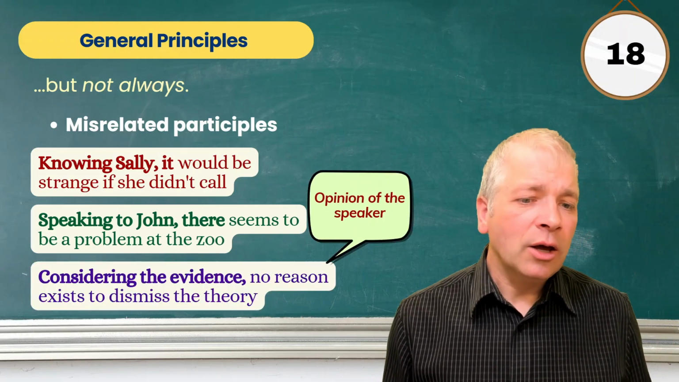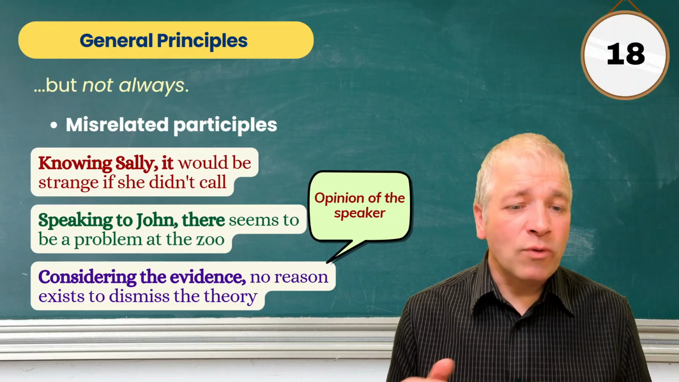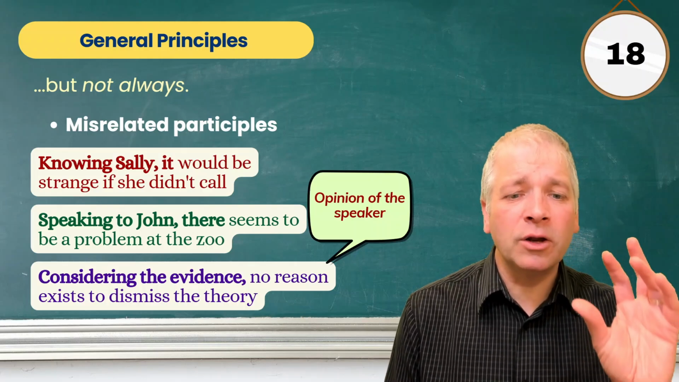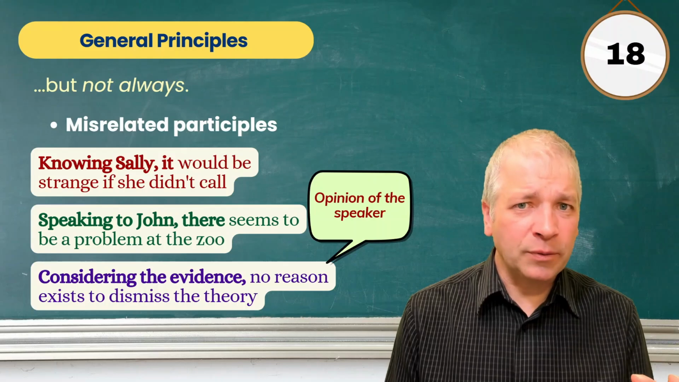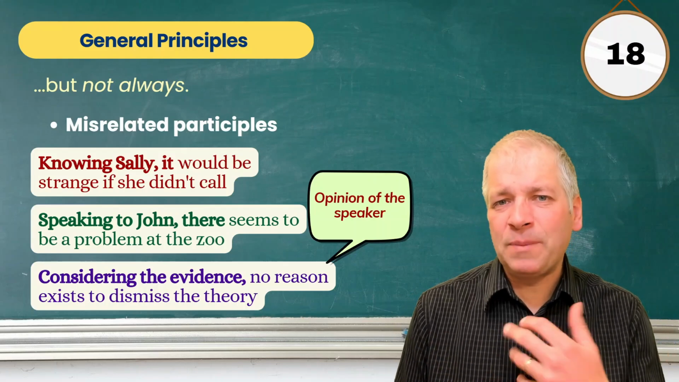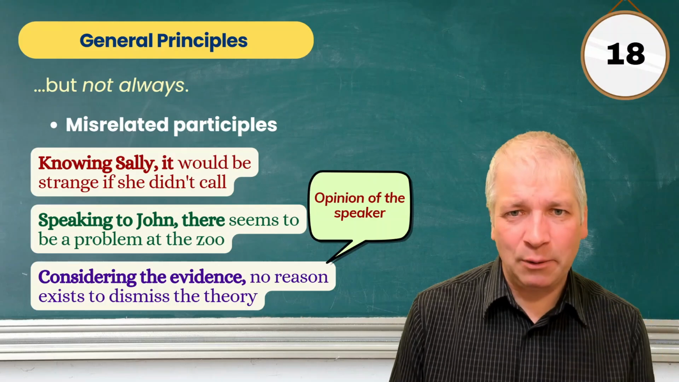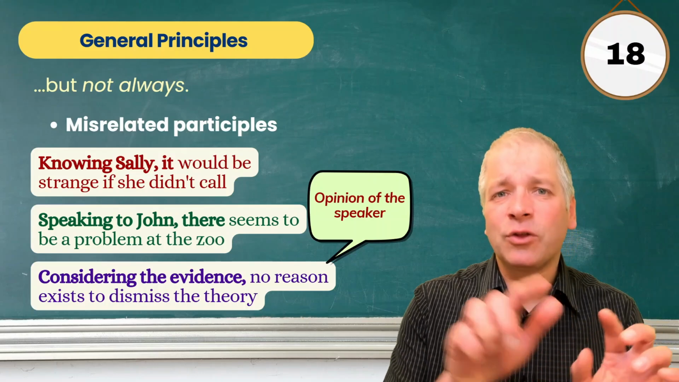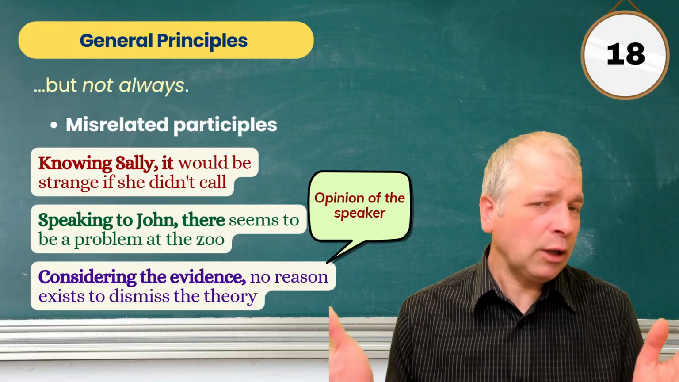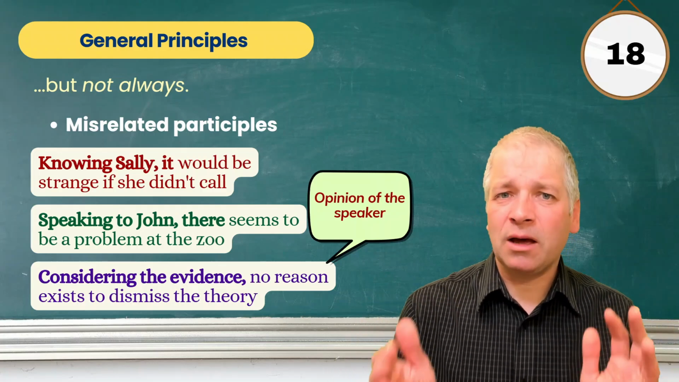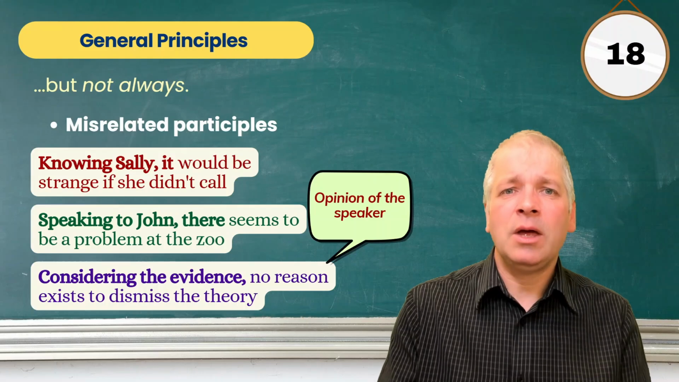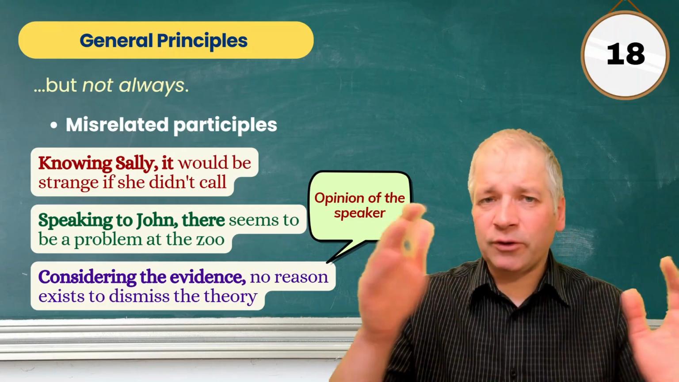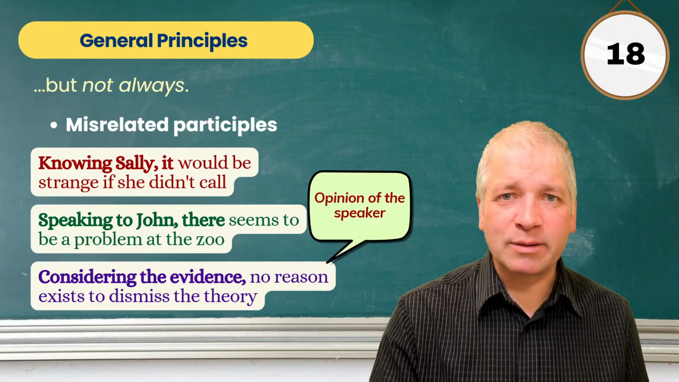And then finally, considering the evidence, no reason exists to dismiss the theory. So sometimes we have participles that introduce the opinion of the speaker, but then the rest of the sentence simply describes what the speaker thinks. It doesn't mention the speaker itself. And on this occasion, the participle can simply relate again to the rest of the clause. The rest of the clause simply contains what the speaker thinks. It doesn't mention the speaker, so the speaker is not the subject, but the participle form here is referring to the whole of the rest of the sentence.